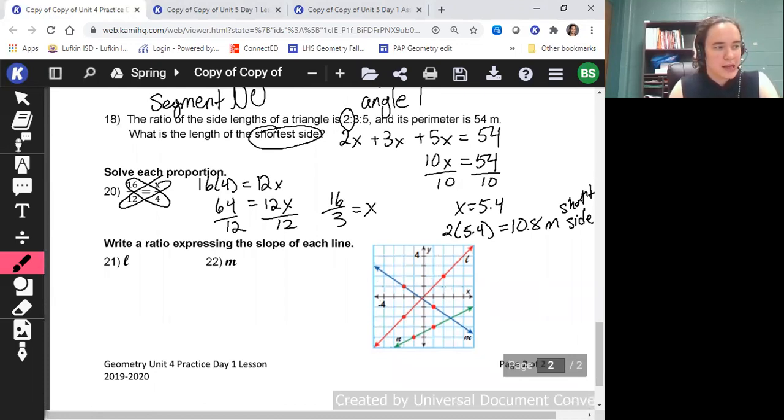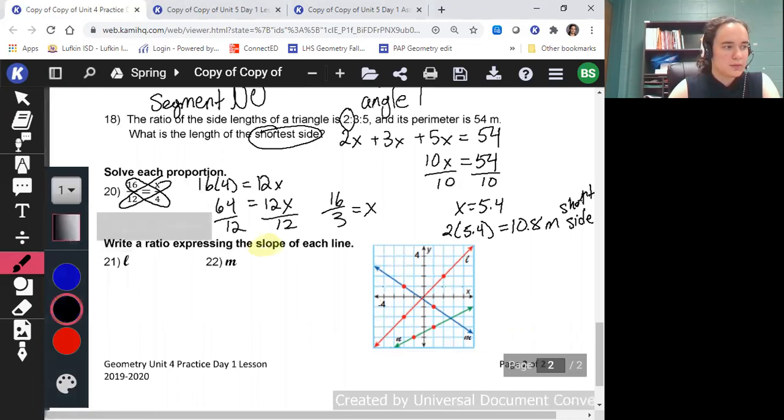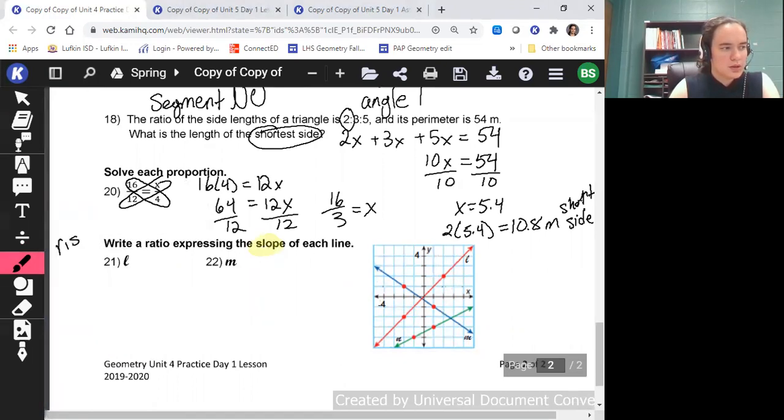Next up, we want to write a ratio expressing the slope of each line. The first one we're looking for is L. Remember that slope is rise over run. Remember that we go up or down first and then to the right every time. So for L, we're going up +4, and to the right, +4 as well. So that is 4 over 4, which reduces to 1. Make sure you are reducing your fractions.